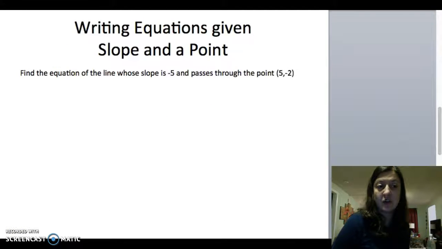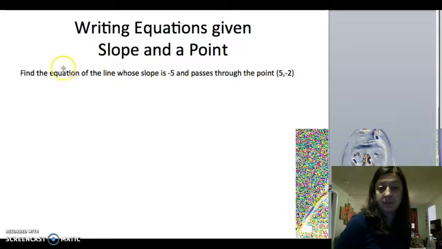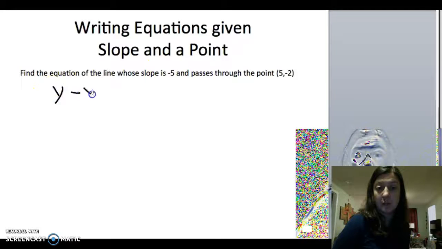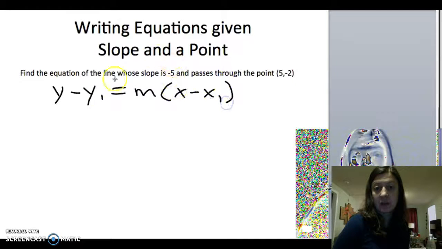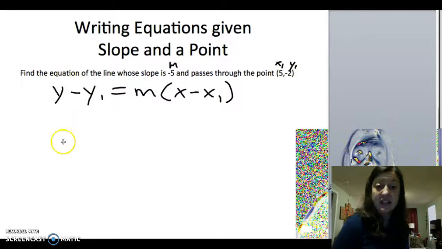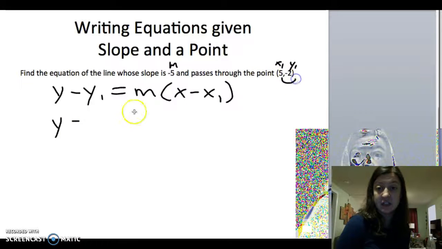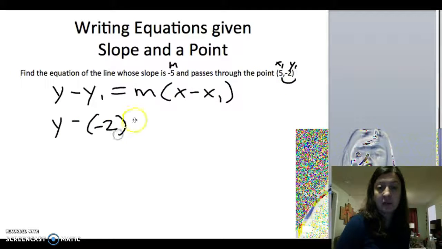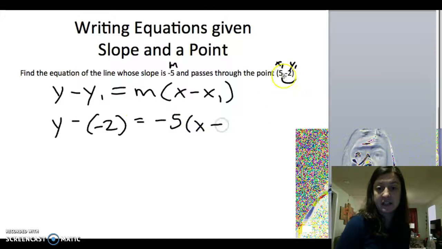So let's find the equation of a line with slope -5 and it passes through this point. So here we're going to use that point-slope formula. Y minus y1 equals m times x minus x1. We know that our m is -5, and then we have an x and a y, and those are both the first x and first y because we don't have another one. So this y stays the same. It doesn't change. It's just going to be the letter y. Minus y1 is -2 equals m times x minus x1.